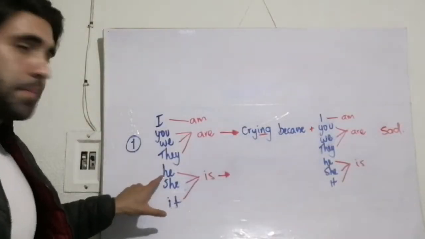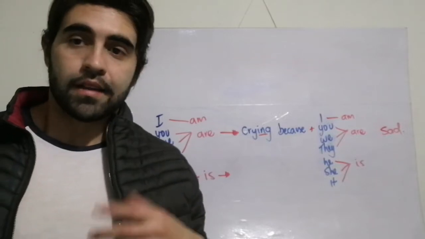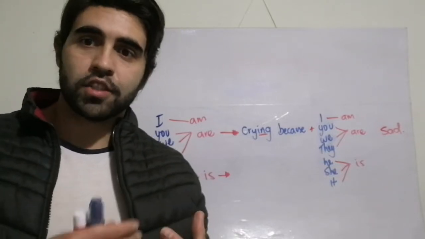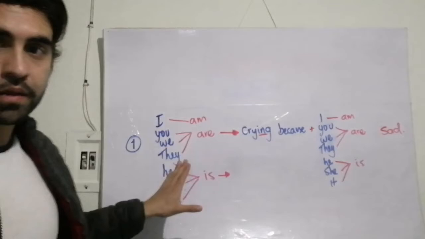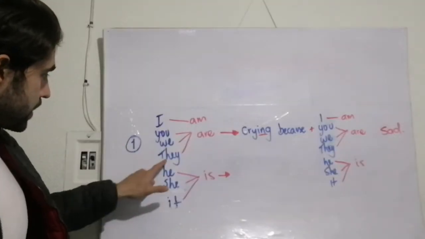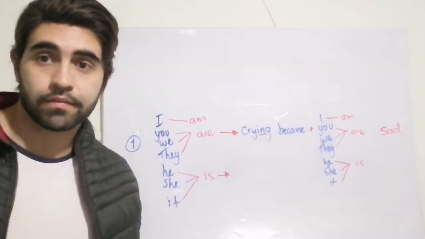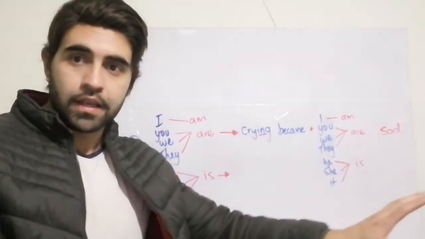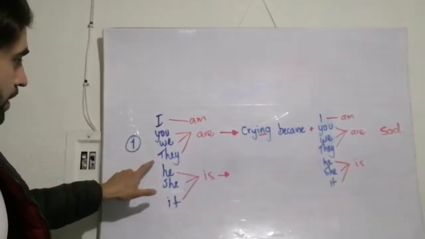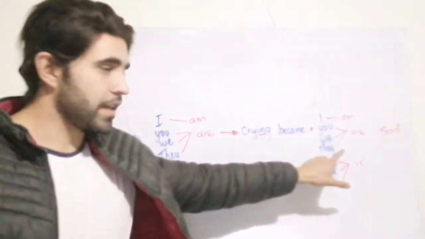Now, something important here is that we have to remember that we can change the subjects with personal pronouns. In this case, let's say Juanito and Camila. Juanito and Camila is plural, and we're talking about they. In this case, I say they are crying because they are sad.